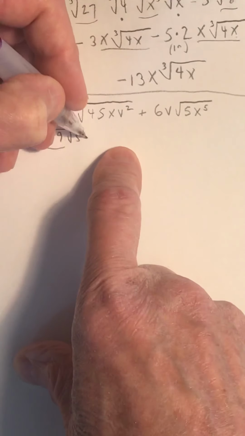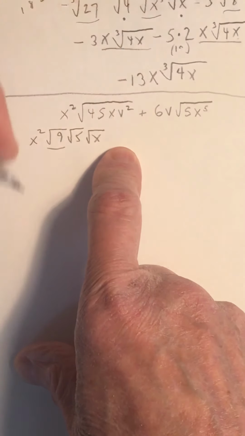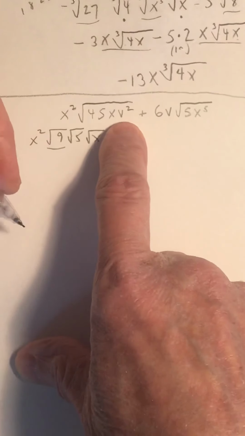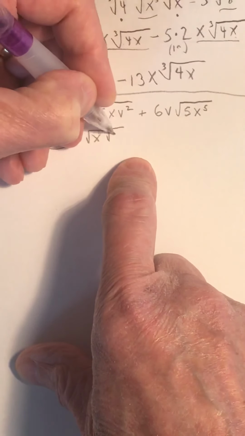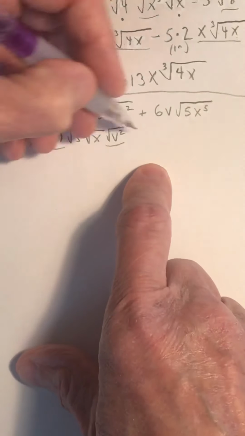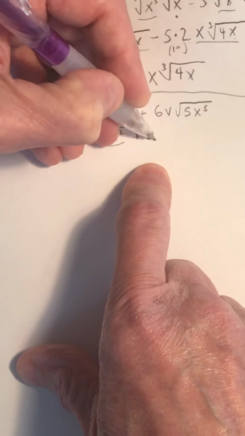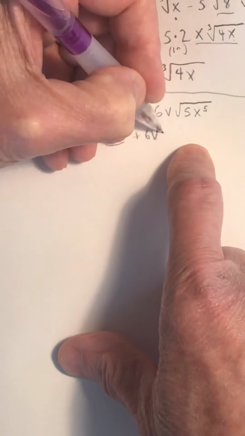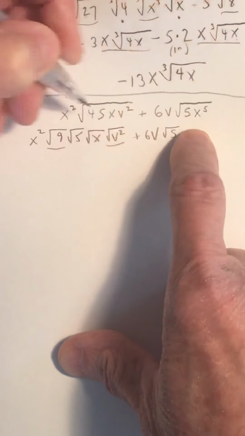The x, just keep that x. That's not going to change. And the square root of v squared, we can change that to a v in a little while. In the other square root, 5 is not going to change.